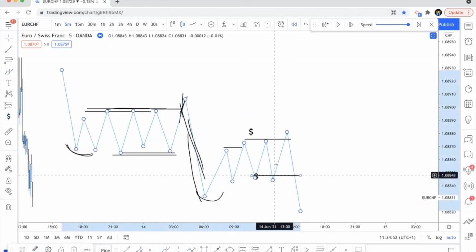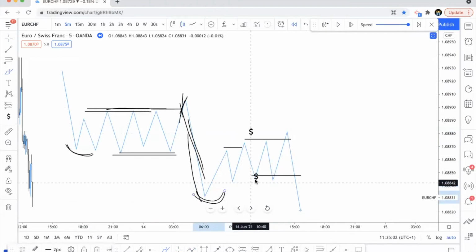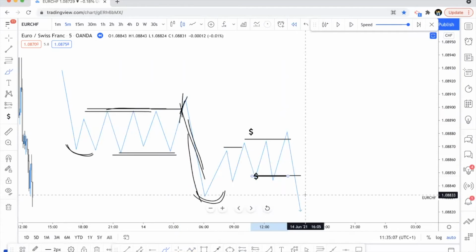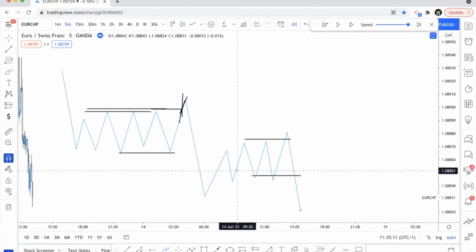So what do banks do? They come and knock out the buyers. They come out and knock out the sellers, and price continues its own direction, again making another low, taking out this form of liquidity and this form of liquidity. So that's how it's done, right? So let me show you another example here on the chart right here.